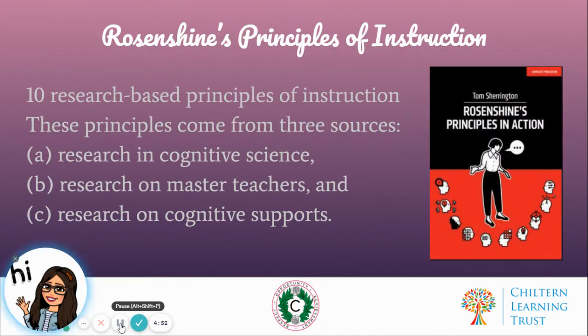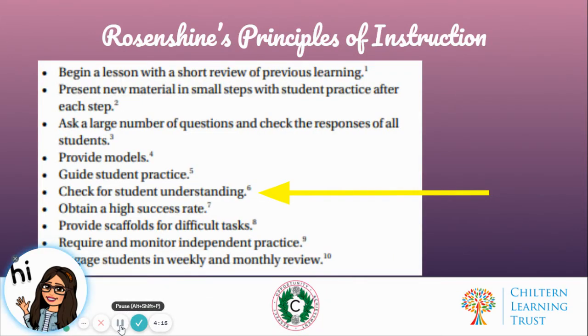In this presentation, I'm going to look at Rosenshine's principles of instruction, and these are based on research principles which come from three areas. The first area is cognitive science, which looks at how the brain works and how it acquires information. B, it looks at research on the classroom practices of master teachers. So master teachers are those teachers whose classrooms made the highest gains on achievement tests. And C, research on cognitive supports to help students learn complex tasks. The area I'm going to be focusing on is Area 6, Check for Student Understanding.